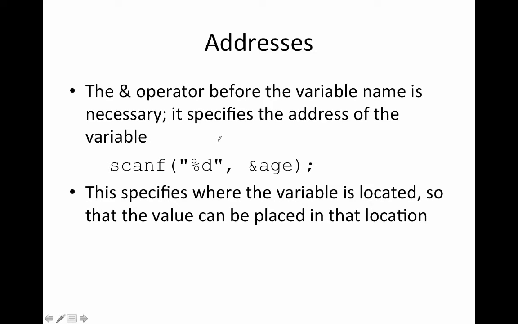The little ampersand operator before the variable name is necessary in the scanf statement. What the ampersand sign says is it's the address of the variable. So age is the variable, and &age is the address of the variable. So it's where it actually is in memory. The scanf function, in order to be able to store a value in the variable, has to know where it is. So it gives the address or the location of the variable so that the value can be placed in that location.